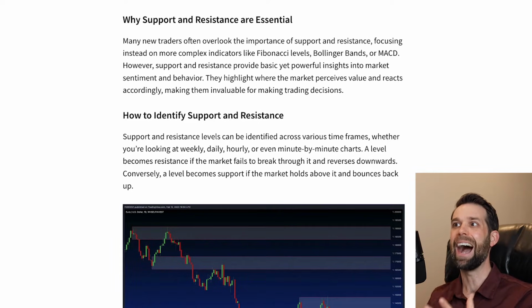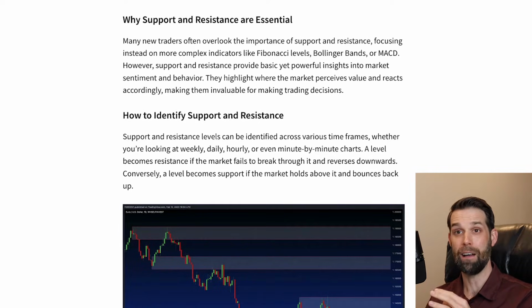And what they do is they highlight where the market perceives value and reacts accordingly, making them invaluable for making trading decisions. So it's important to really know these because they can potentially help you with your trading decisions. So support and resistance levels can be identified across various time frames. Whether you're looking at a weekly, daily, or hourly chart, you can find them.